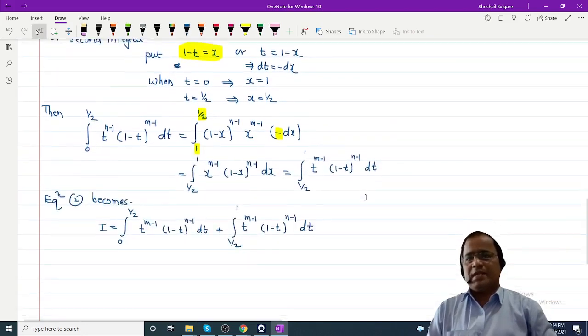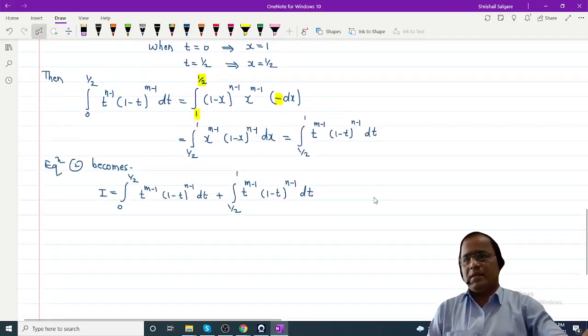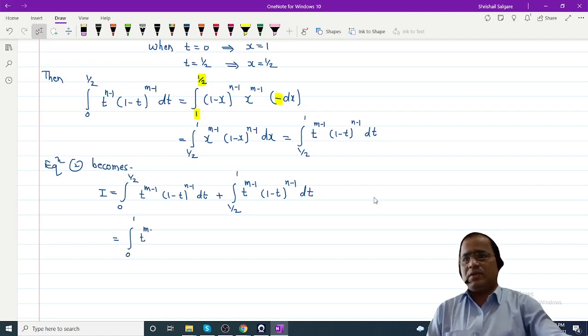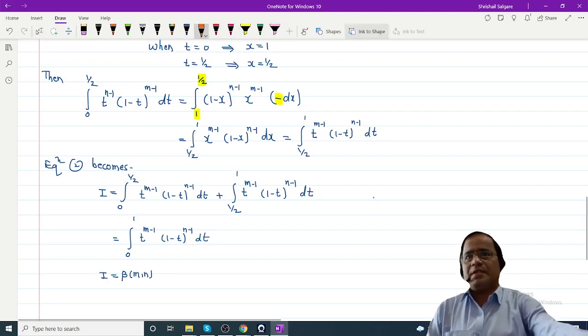So by using the property of definite integral, this integral can be written as 0 to 1/2, t raised to m minus 1 into 1 minus t raised to n minus 1 dt, and this is nothing but beta of m, n. Therefore, the integral is nothing but beta of m, n, and I think that is your required result.